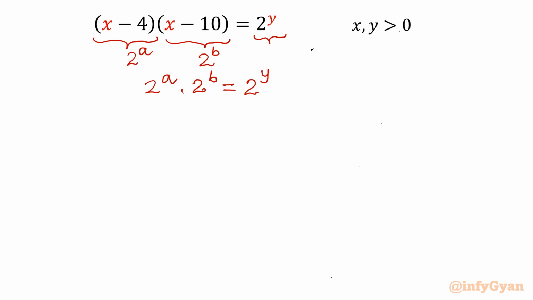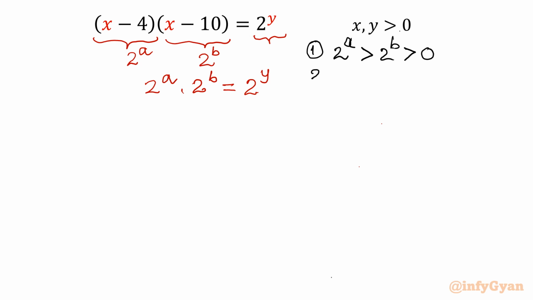Conclusion number 1: both brackets would be positive, meaning 2^a should be greater than 2^b, which should be greater than 0. Why have I written 2^a is greater than 2^b? As you can see, x − 4 and x − 10, so 2^a is obviously the bigger number because x is positive.